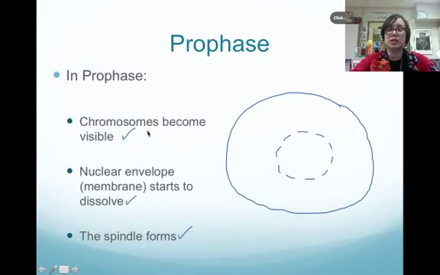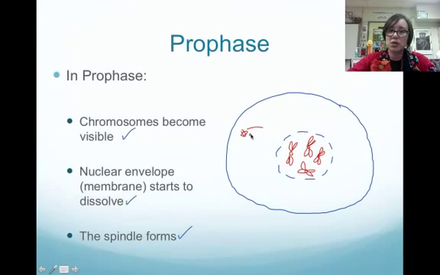Another key characteristic is that we're actually going to see chromosomes now. So instead of our DNA being loosey-goosey, we're going to see our DNA in the shape of chromosomes, just kind of randomly floating inside of our nucleus that's starting to dissolve. We also know that we're going to start to see spindle fibers form. And so our spindles are going to be these guys that are starting to form along the outside of the cell.